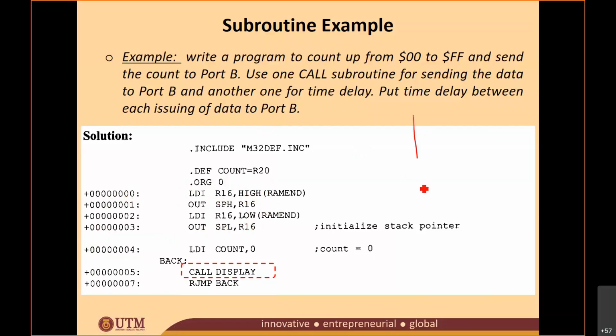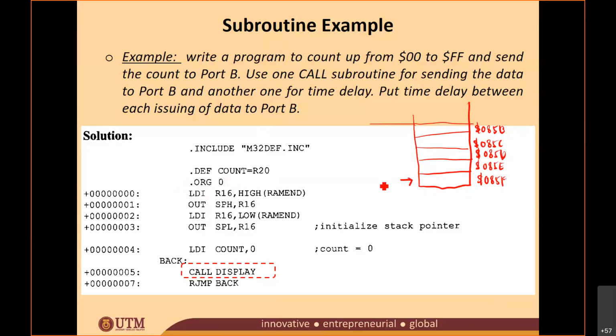Okay, after you initialize your stack pointer, the stack pointer now points to this address: 085F, 085E, and then you have 085D. So now you have initialized your stack pointer to 085F. And then ldi count, 0. So what happens here is R20 sama dengan kosong. Next, call display. Okay, you see here, call display.